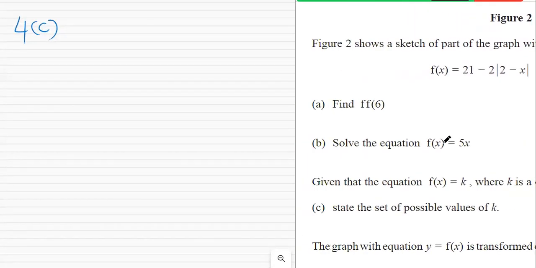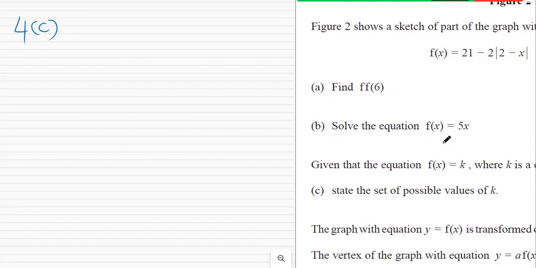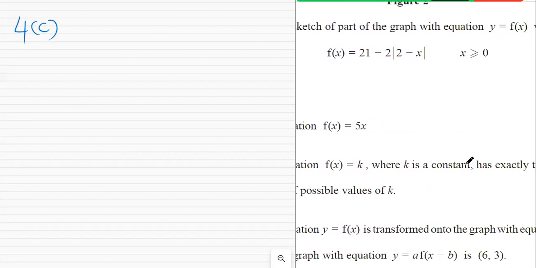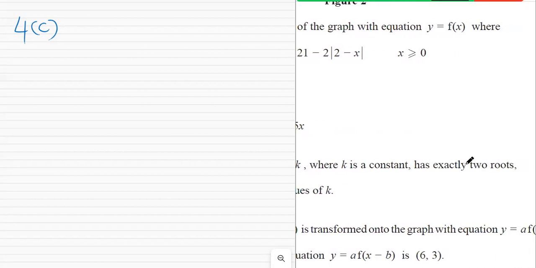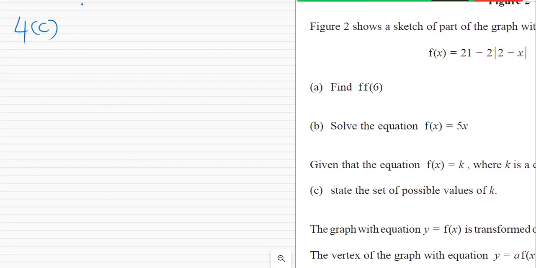Number C. So they give you some more information. They give that the equation f of x is equal to k. K is some sort of constant, but it has exactly 2 roots. Okay, exactly 2 roots is important information. When it has 2 roots, a possible value of k.